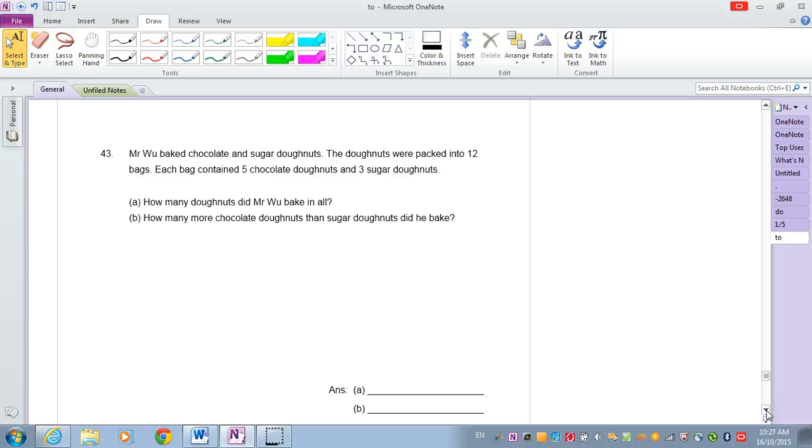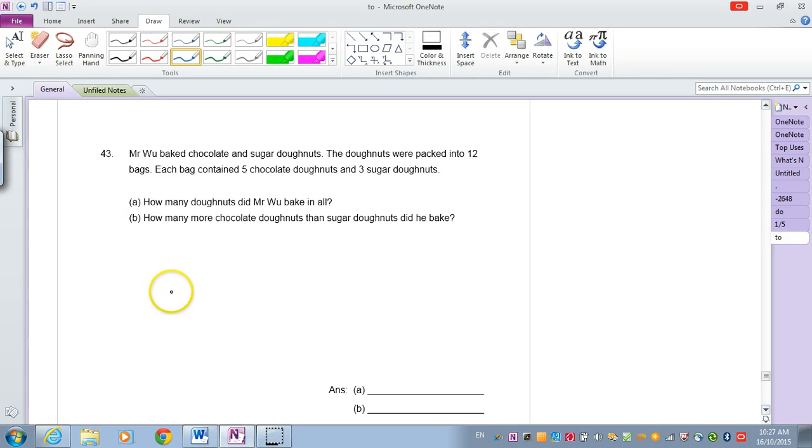Mr. Wu baked chocolate and sugar donuts. The donuts were packed into 12 bags. Each bag contained 5 chocolate donuts and 3 sugar donuts. A. How many donuts did Mr. Wu bake in all? B. How many more chocolate donuts than sugar donuts did he bake?